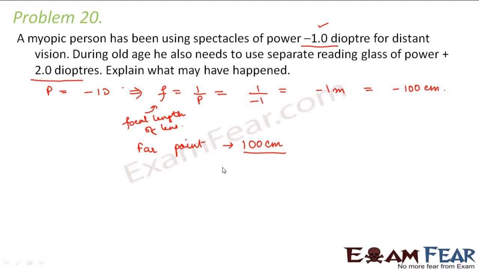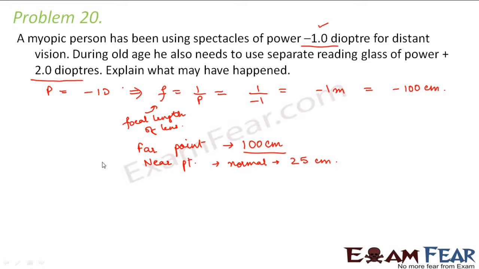You are clear with near point and far point, right? Near point means the least distance of distinct vision and far point means the maximum distance of distinct vision. So now this is my far point, and what is my near point normally? Near point under normal condition is 25 centimeters, right? Now if an object is placed at infinity, where is the image formed? The image is generally formed at the focus.